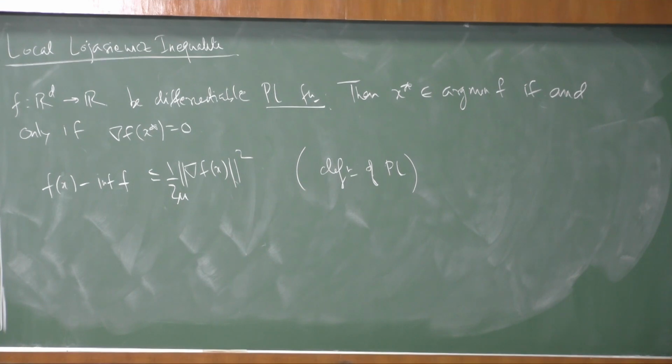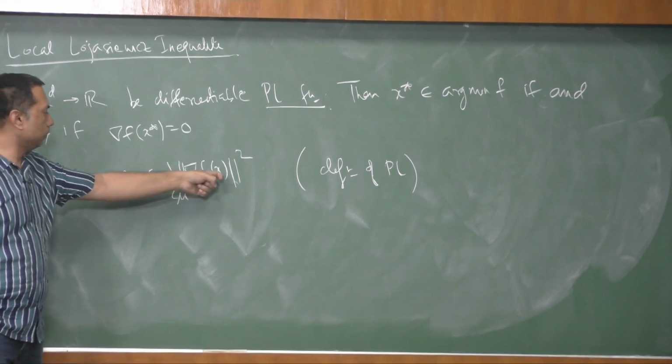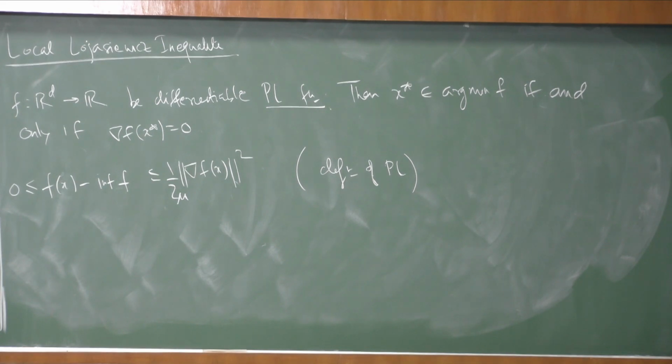So if I have to prove this theorem, then if the gradient of f at x star becomes 0, then obviously this quantity is greater than or equal to 0, because the infimum is the minimum possible. So for any x, f(x) must be greater than the infimum. So this quantity is positive, and the PL says that it's less than or equal to this. So if grad vanishes at x star, then f(x) minus infimum, which lies between 0 and 0, would mean that it is equal. So f(x) becomes the infimum.